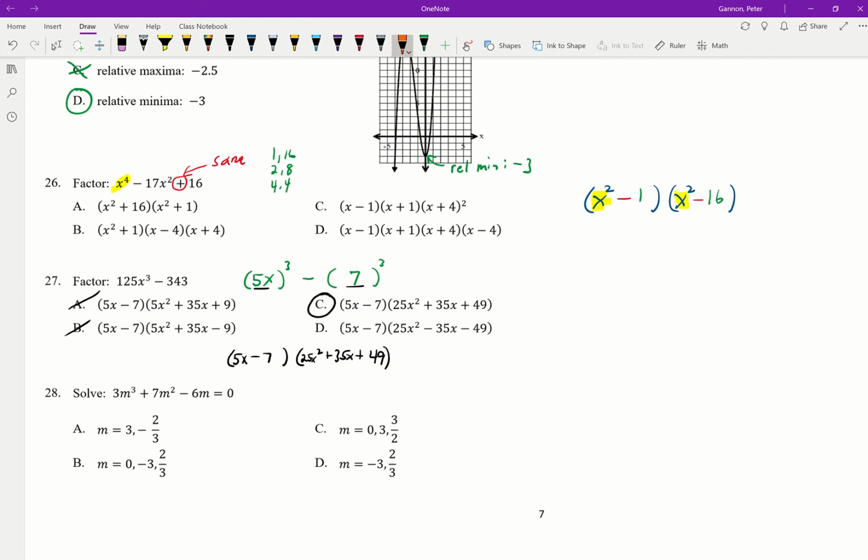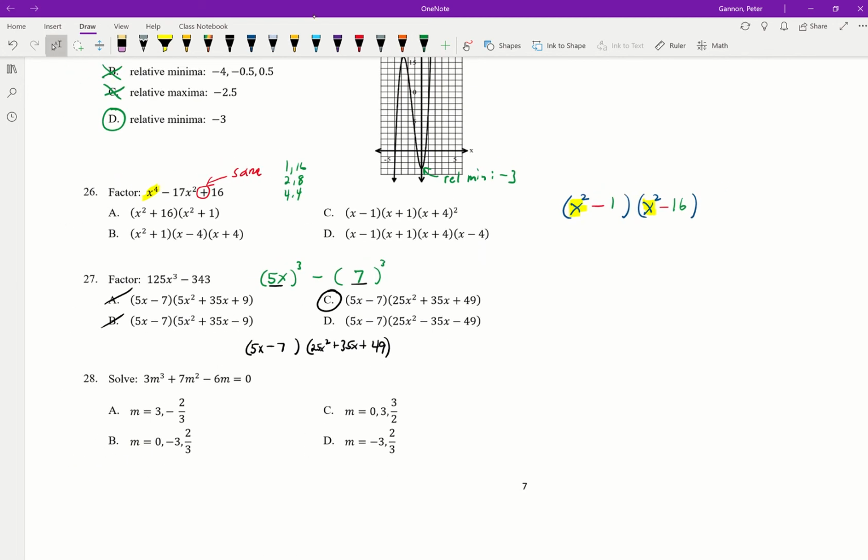What you would then hopefully recognize is that both of those binomials are difference of squares. So each of them is going to factor into conjugates. This would be x plus 1, x minus 1. And then this one is going to end up being x plus 4, x minus 4. Looking at the answer choices, that's going to correspond with D.